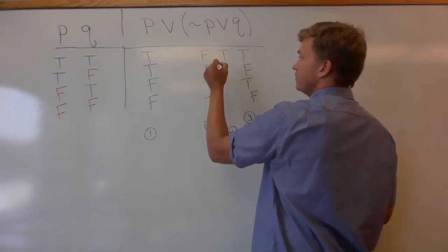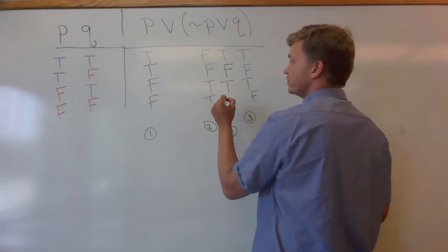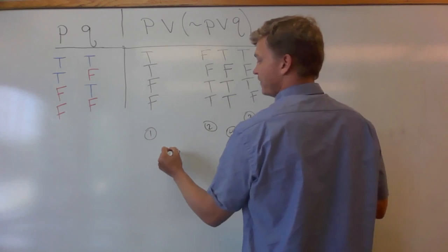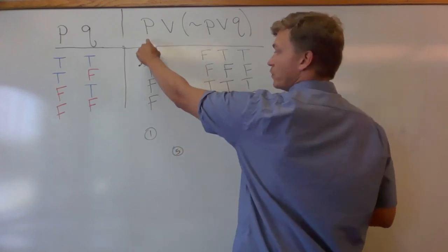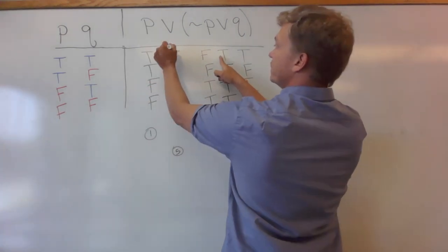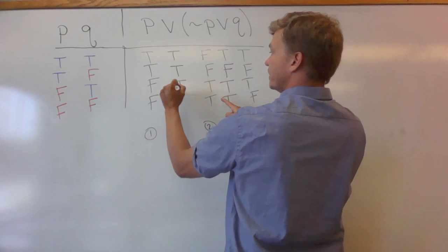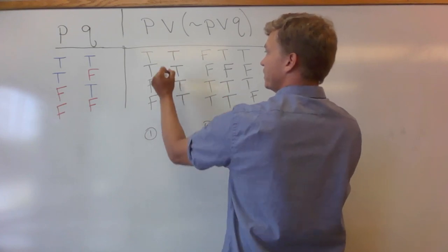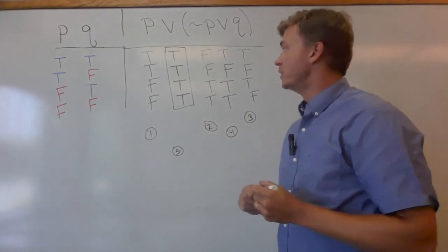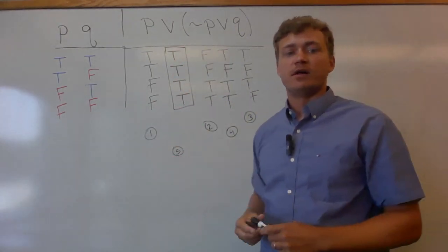False or true is true. False or false is false. True or true is true. True or false is true. Last step here, column 5, OR connective for column 1 and column 4. True or true is true. True or false is true. False or true is true. False or true is true. Our final column consists of all true statements, so our entire statement is a tautology.